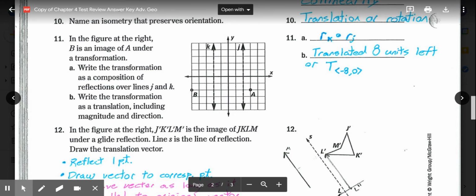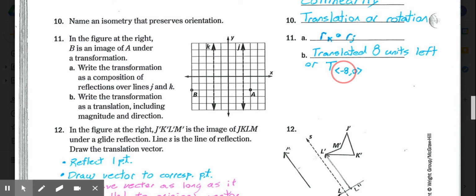Then they want us to write the transformation as a translation, including magnitude and direction. So you could write it out in words and simply say it's translated 8 units left, or we could use vector notation, and inside those pointed brackets, it would be -8, meaning left 8, and then comma 0, up or down 0.